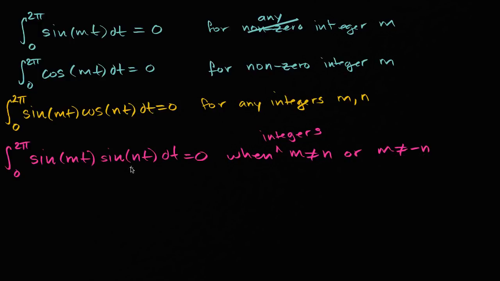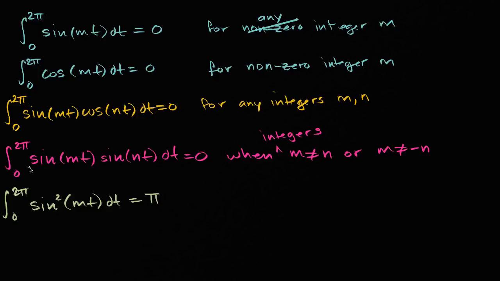And then if n is equal to m or vice versa, we could say that the integral from 0 to 2 pi, let me do this in a different color just because I think it will look nice. So the integral from 0 to 2 pi, if m is equal to n, we could write that as sine of mt times sine of mt, which is going to be sine squared of mt dt. We're going to establish that this is going to be equal to pi. Now, how are we going to do that?